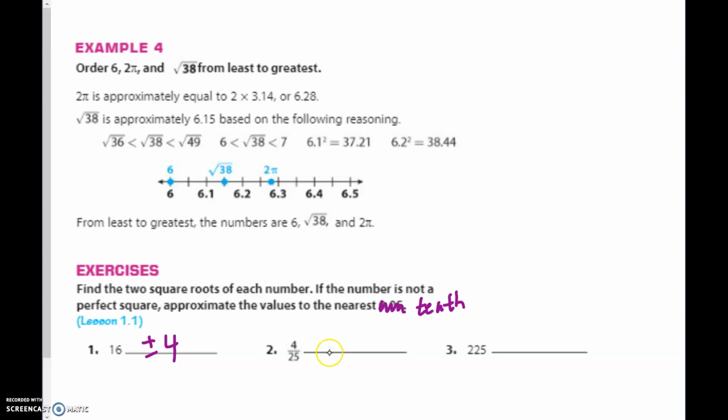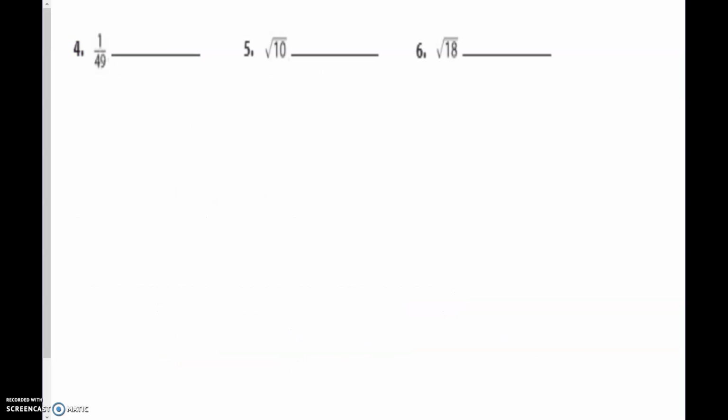When we have a fraction, remember we have to do the top and the bottom. The square root of 4 is 2, and the square root of 25 is 5, and then remember we also have the negative one. The first one's called the principal square root. 225 is going to be plus and minus 15: 15 times 15 and negative 15 times negative 15. We have a fraction again. The square root of 1 is 1, and the square root of 49 is 7, and then we also have negative 1/7.